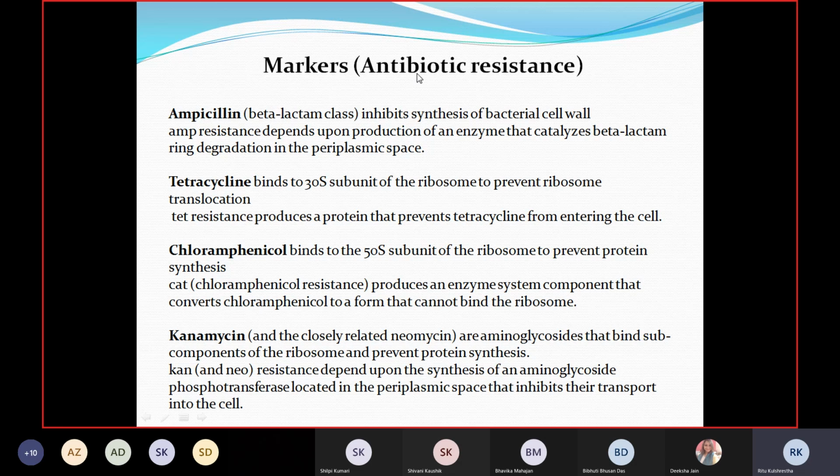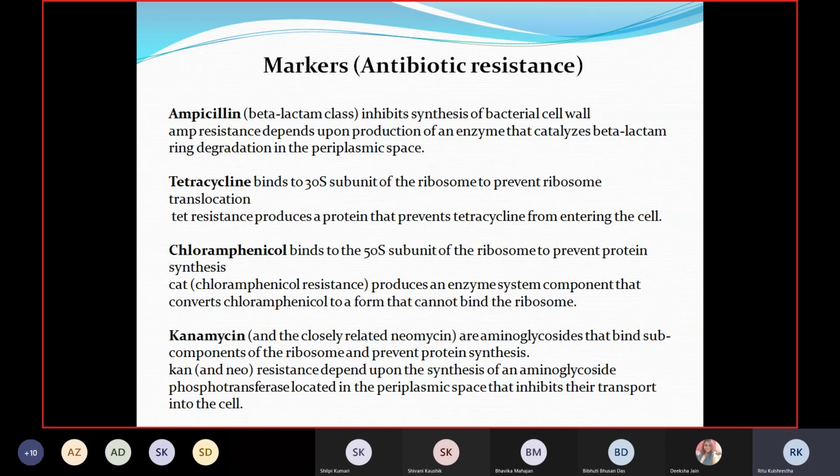How do these antibiotics kill the bacteria? I've written all the points here, so please go through them. But in general, they either inhibit the synthesis of the bacterial cell wall, or, as you will find, they prevent protein synthesis by binding to the 30S subunit or 50S subunit or by some other way. Finally, they prevent protein synthesis, and if protein synthesis is inhibited in a bacterium, then it will not be able to survive.